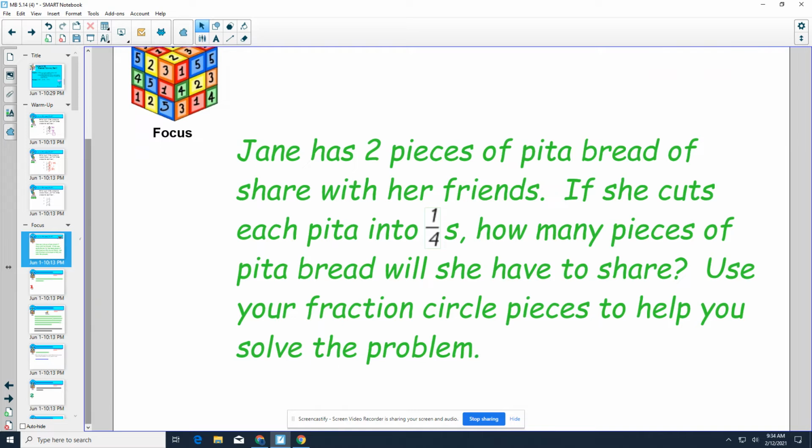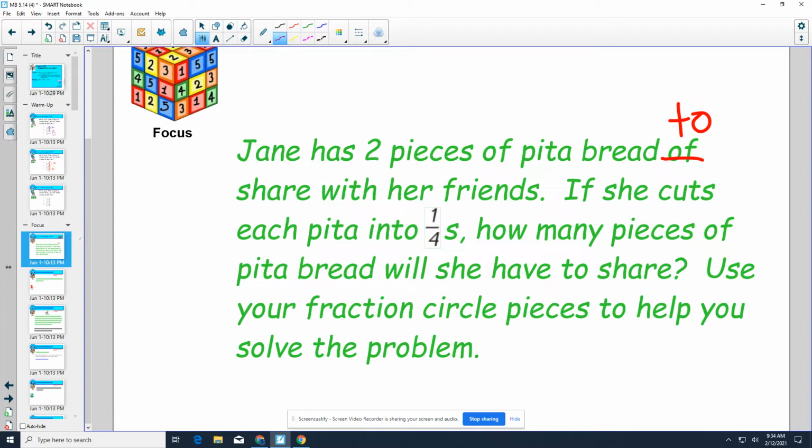Here, we're going to look at a story problem with dividing fractions. So let's take some time to go through and do some cubes here and some thinking. Jane has 2 pieces of pita bread to share with her friends. If she cuts each pita into fourths, how many pieces of pita bread will she have to share? Use your fraction circle pieces to help you solve the problem.